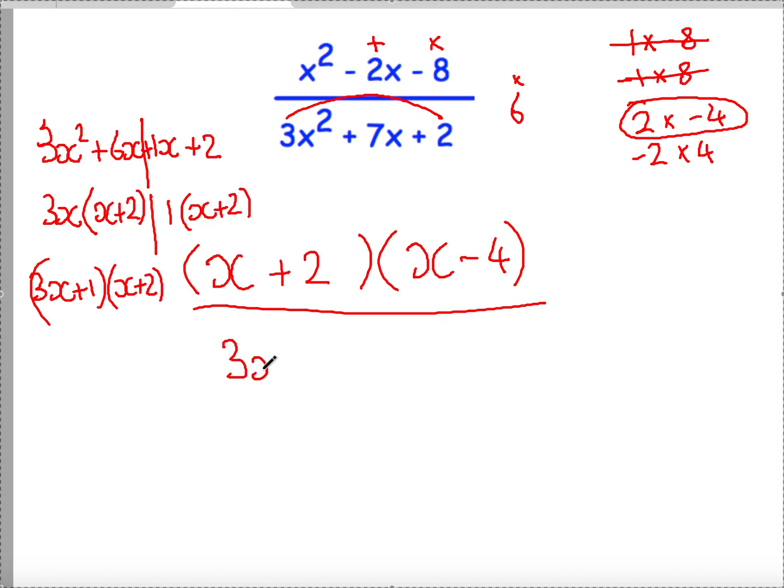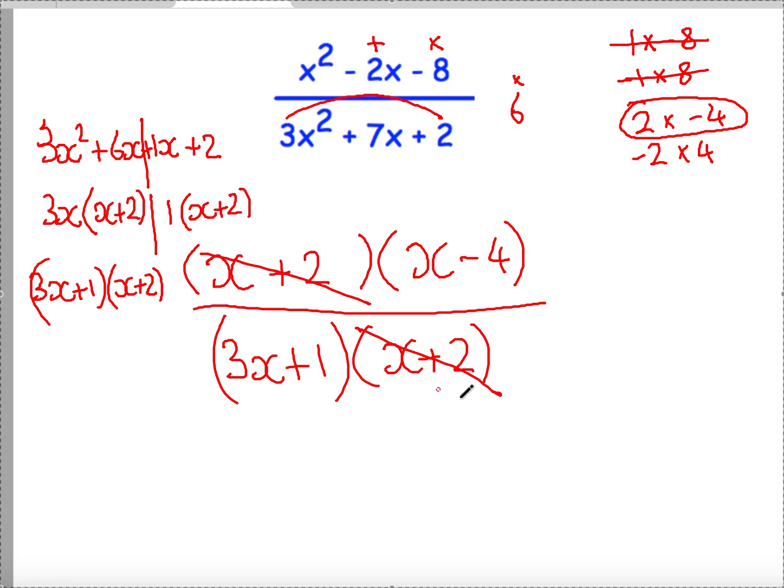So these are going to cancel out. So I've got 3x plus 1, and then I've also got x plus 2. Okay, so now I can cancel these two out. And then I'm nearly finished. I just need to write my final answer, which is going to be x subtract 4 all over 3x plus 1.